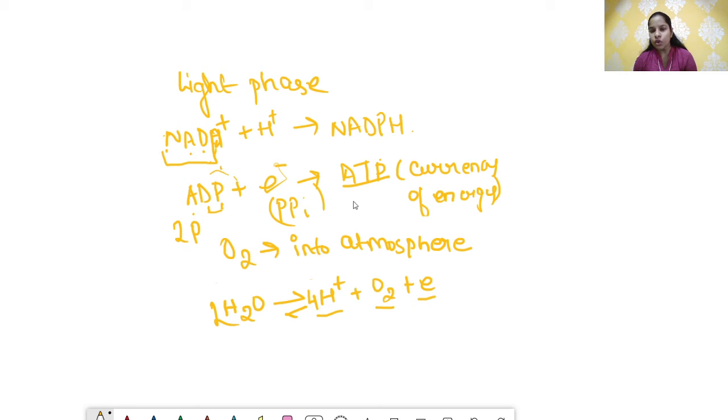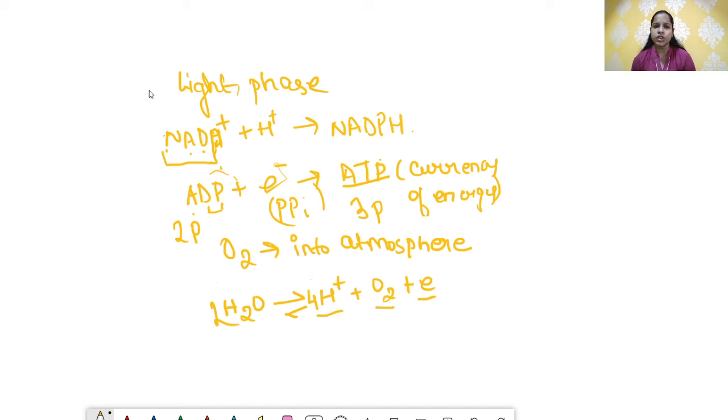That means from two phosphates, now we have three phosphates. So there is an addition of phosphate. So we call this process phosphorylation. And since it happens in the presence of light, we call it photophosphorylation. This question also comes in your board examination, to write the definition of it.